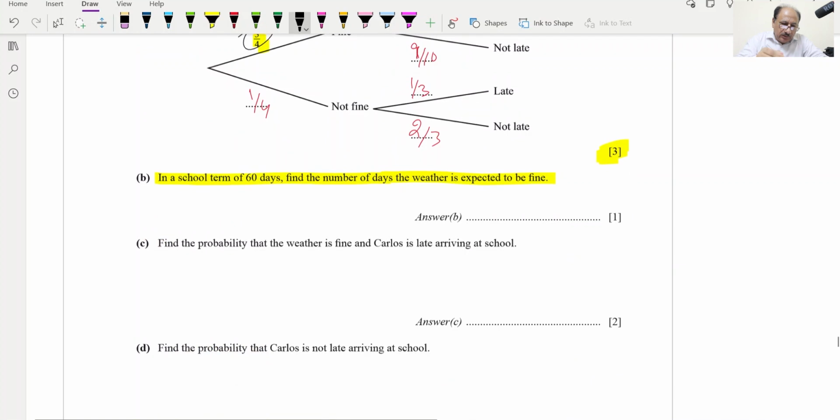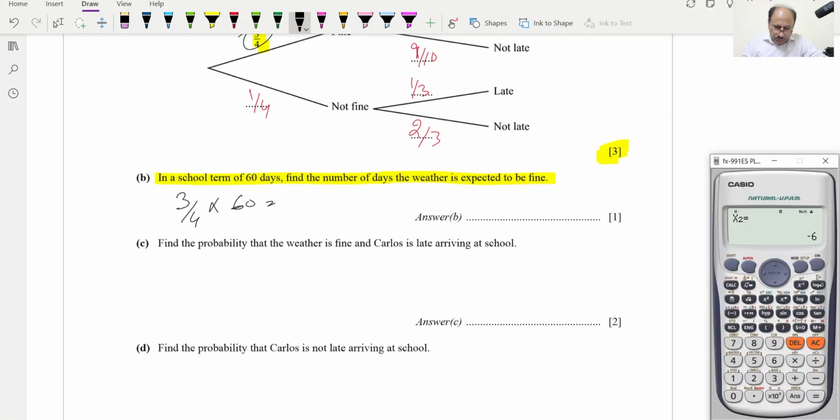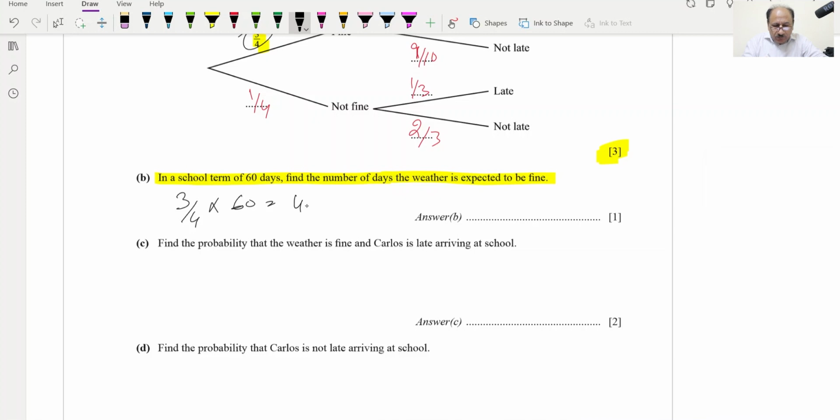So we can write 3 by 4 of 60 days, and this will be equal to 3 over 4 multiplied by 60, which is equal to 45. So 45 will be our final answer for this question. This is a 1 mark part. Now we can move to the C part.